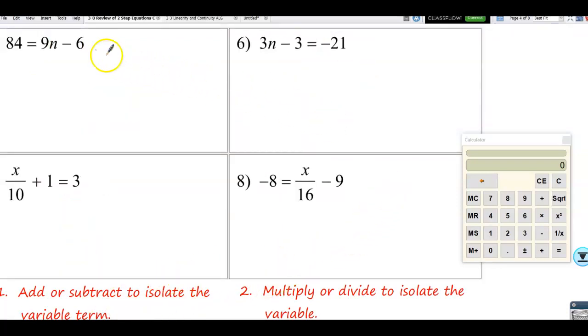Moving on. Here is our variable term. We will need to add or subtract, which means we're going to add 6 to both sides. That gives me 90 is equal to 9n. And now to get n by itself, my second step is to divide both sides by 9. Those cancel, and I get n is equal to 10.